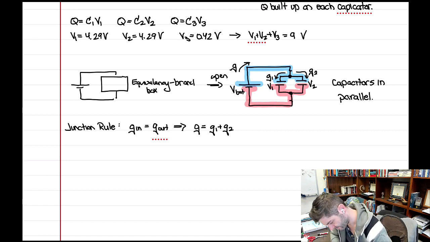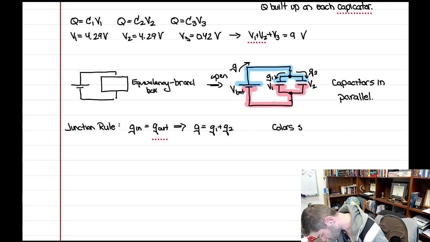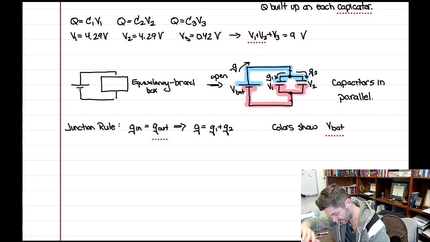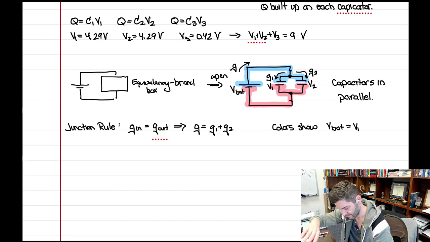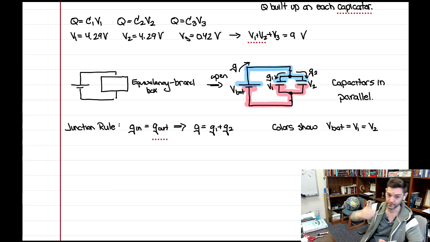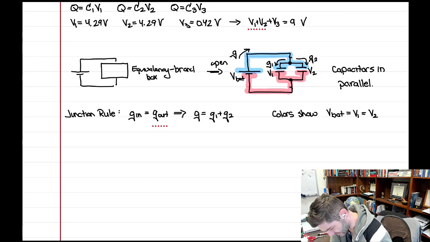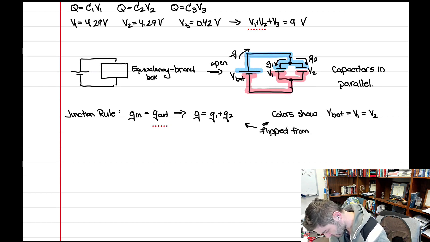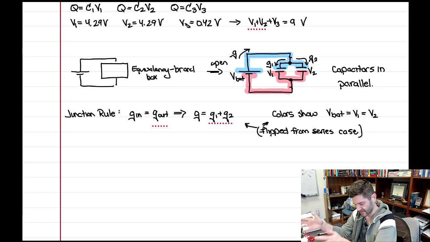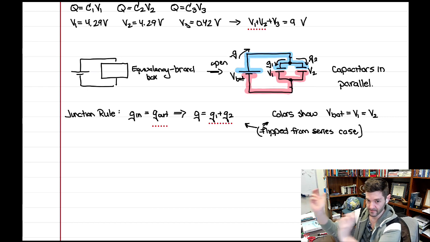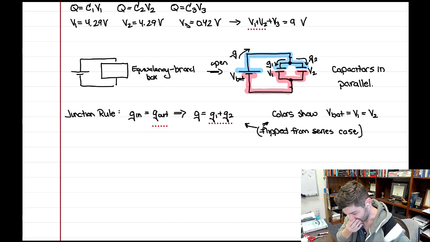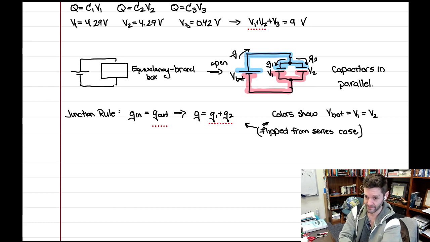So notice just by the colors, they show that the potential across the battery, blue to red, is the same as the potential across the left capacitor, blue to red, is the same across the right capacitor, blue to red. So in this case, all the potentials are the same. So indeed, this is kind of flipped from the series case. Just as an aside. In the series case, all the charges were the same and the potentials added. Here, the charges add, all the potentials are the same. Again, I did not declare or define that in any way. We argued that through physics.